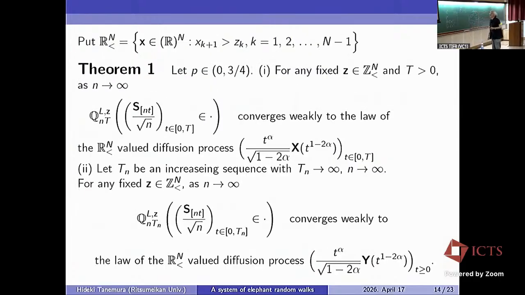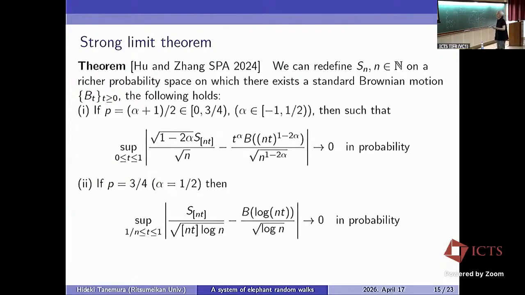And our result is the following. This non-colliding elephant random walk converges to non-colliding reinforced Brownian motion. This is the second case, with the starting point fixed. And if the starting point goes to infinity, this converges to this one. We can write the limit process by using the case of Brownian motion. Right? This is the case.